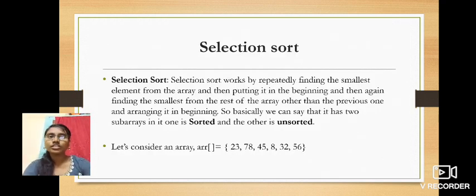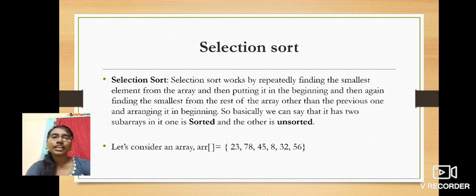Selection sort works by repeatedly finding the smallest element from the array and then putting it in the beginning, and then again finding the smallest from the rest of the array other than the previous one, and arranging it at the beginning. So basically we can say that it has two subarrays in it. One is sorted and the other is unsorted.